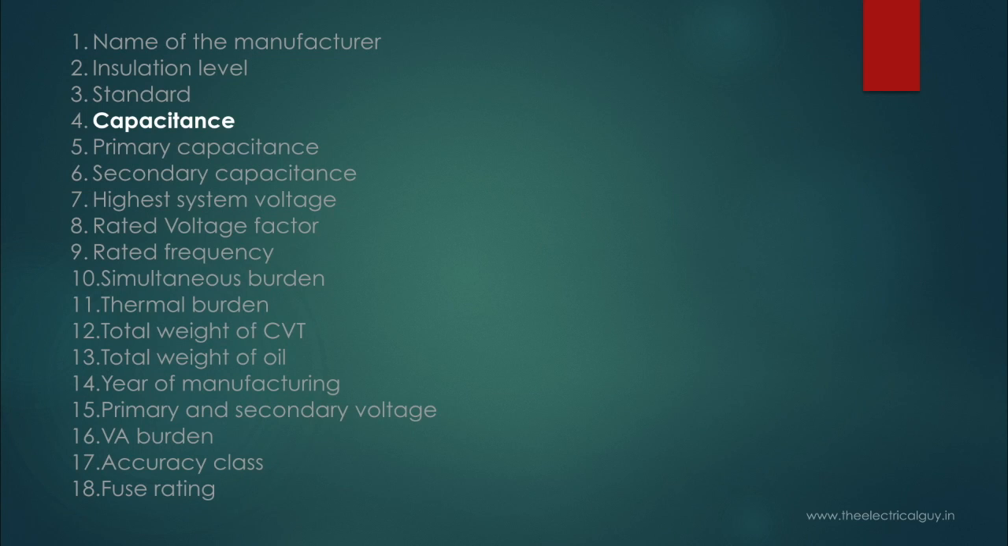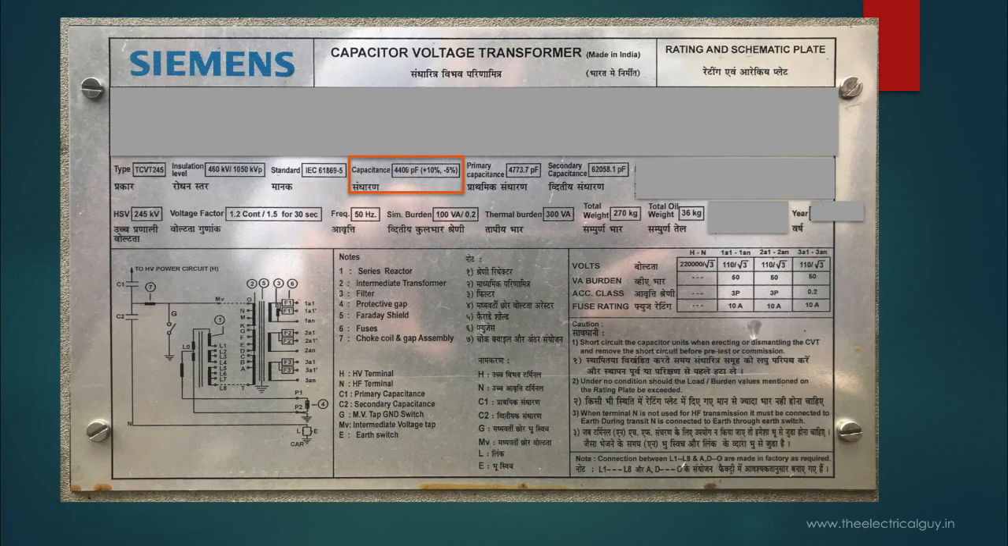Next is capacitance. CVT is a device made up of capacitors. It is the combination of two series capacitance C1 and C2. And the equivalent capacitance of C1 and C2 is given on the nameplate, which is 4400 picofarad. Values mentioned in the bracket is allowed tolerance in the equivalent capacitance. Standard values of equivalent capacitance are 4400 picofarad, 6600 picofarad, and 8800 picofarad.